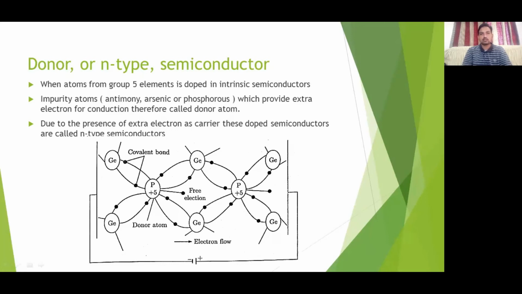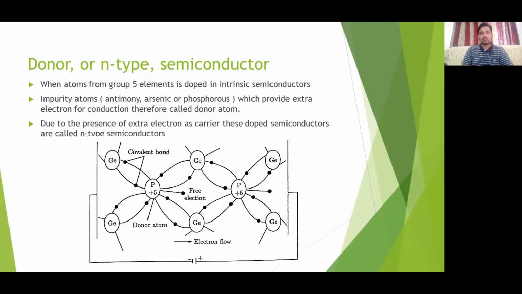And examples of group 5 elements are antimony, arsenic, and phosphorus, which are commonly used as dopants to form N-type semiconductors. So things are very clear. What we have done, we have added impurity from group 5, which has 5 electrons, to the silicon or germanium, which is in its pure form. When you add impurity, 4 of the electrons of the impurity atoms form covalent bonds with 4 germanium atoms, and 1 electron of the impurity atom is left unpaired.